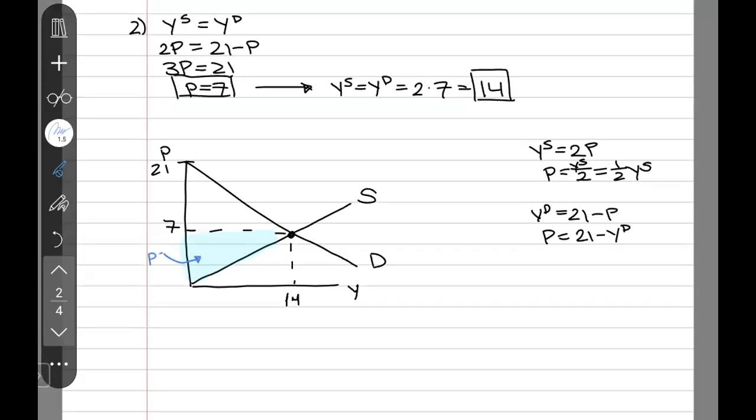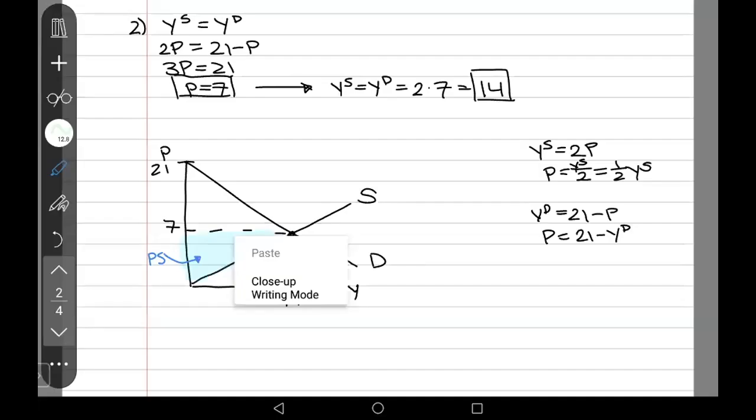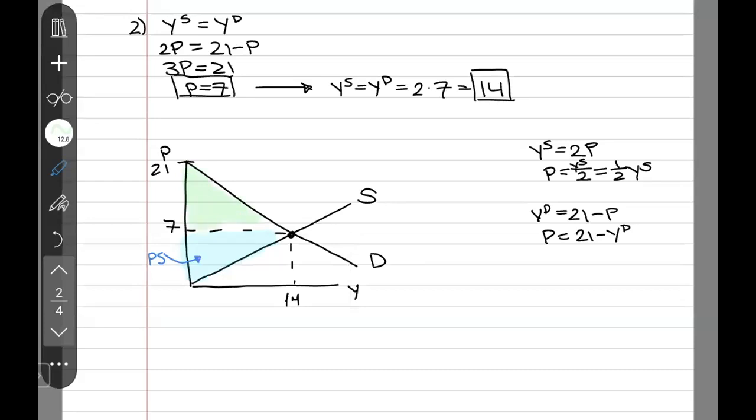And then for the consumers, it's the opposite. Basically, consumers are willing to pay these prices for these quantities here. And then what they actually paid was 7 for each unit. So that's basically a discount that the consumers received. So that's going to be your consumer surplus.